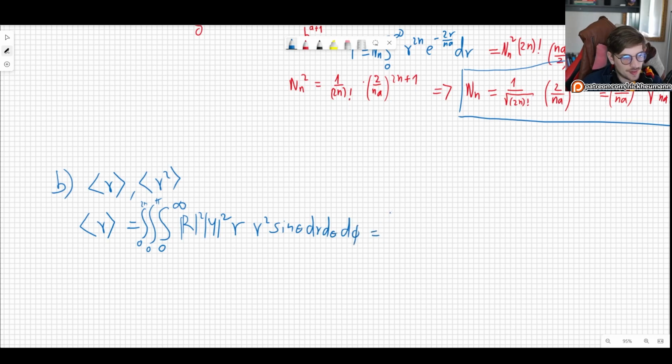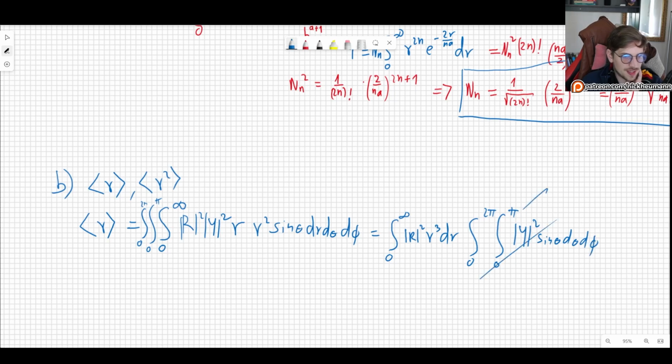Now we can separate the integrals because again, the spherical harmonics don't depend on r and the radial part doesn't depend on theta or phi. So we get the integral from 0 to infinity of r squared, r cubed, dr. And with this, we then have 0 to 2 pi, 0 to pi, the spherical harmonics squared, sine theta, d theta, d phi, but this thing is 1, right? The spherical harmonics are normalized, so that thing is 1 again, so all we care about is this part.